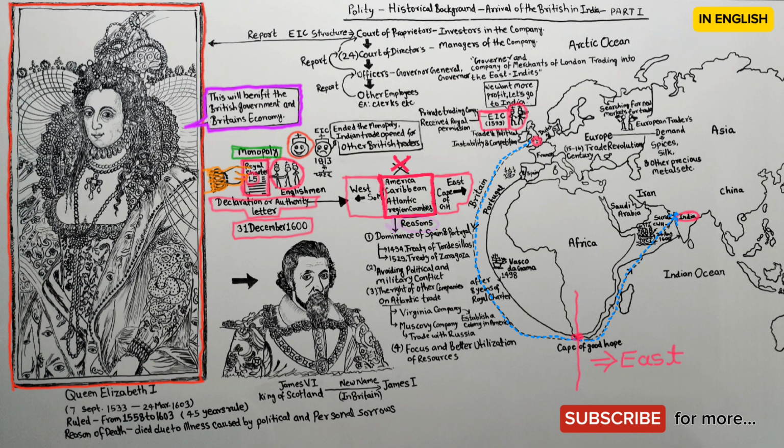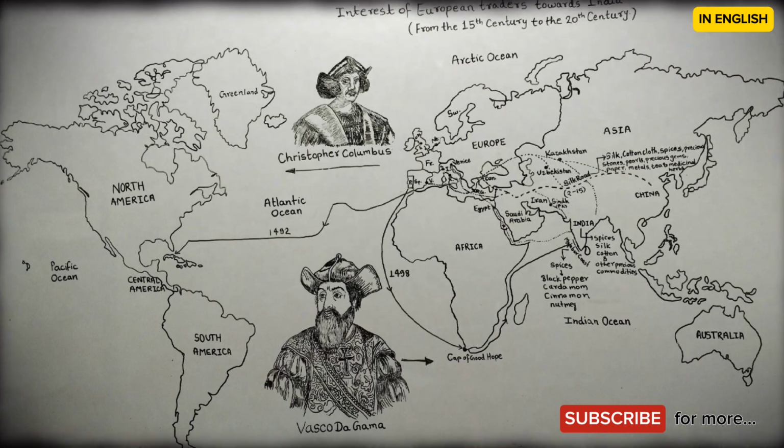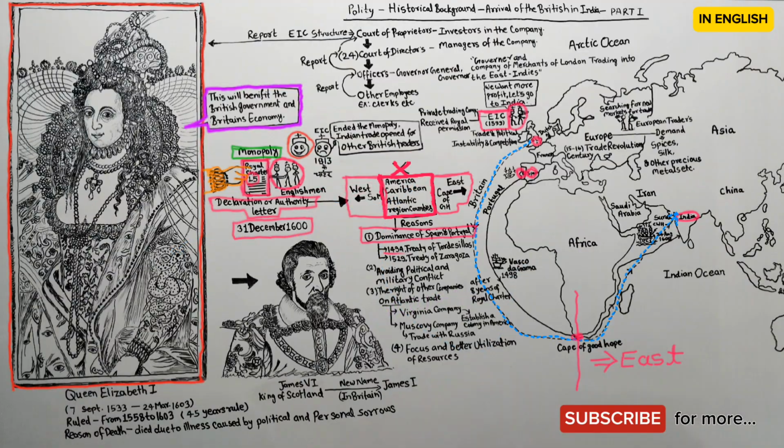The first reason was the dominance of Spain and Portugal. At that time, Spain and Portugal had dominance over the global trade routes. Under the Treaty of Tordesillas of 1494 and the Treaty of Zaragoza of 1529, the world was divided into the sphere of influence of Spain and Portugal. The second reason for this was avoiding political and military conflict. England did not want a direct confrontation with Spain and Portugal, so the charter focused only on the eastern trade routes.